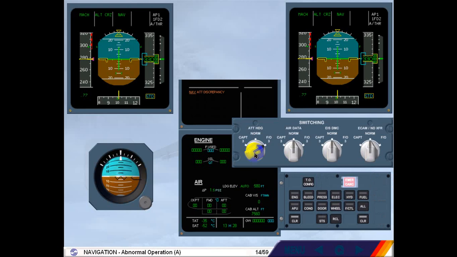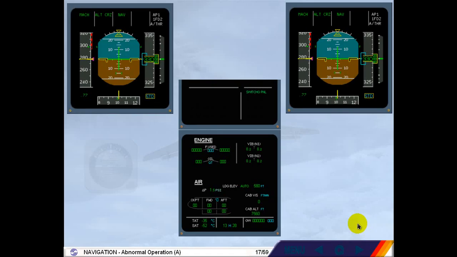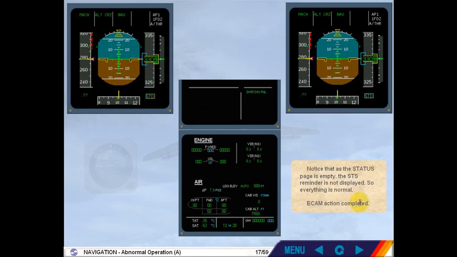IR3 is now supplying the First Officer side. The aircraft attitude on the First Officer PFD is back to normal. Check ATT indications have disappeared. Clear navigation. Notice that as the status page is empty, the status reminder is not displayed, so everything is normal. ECAM action completed.